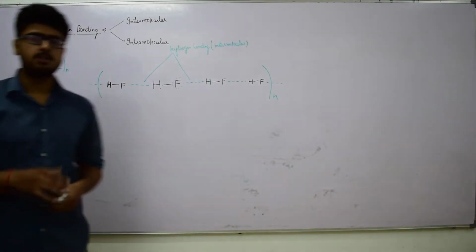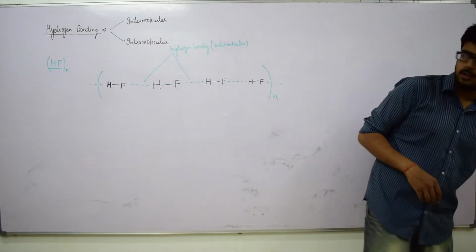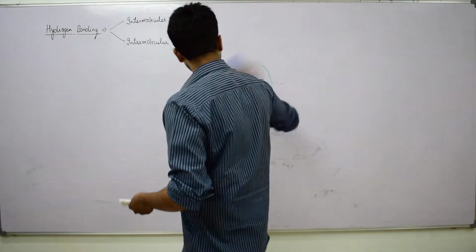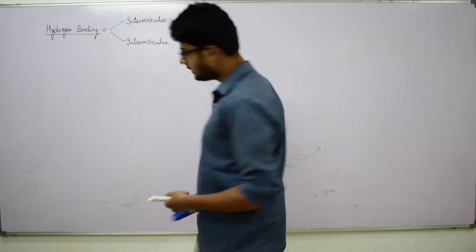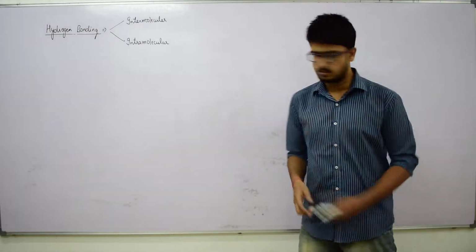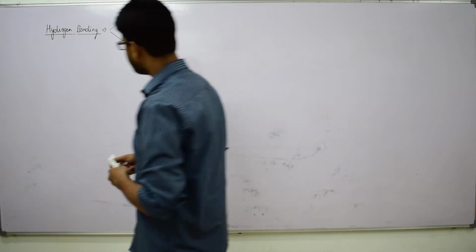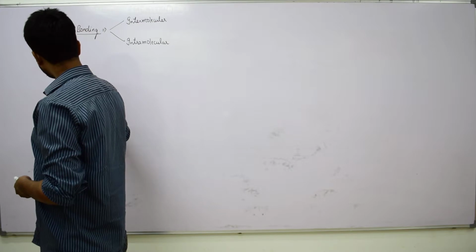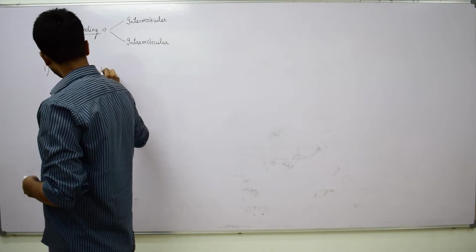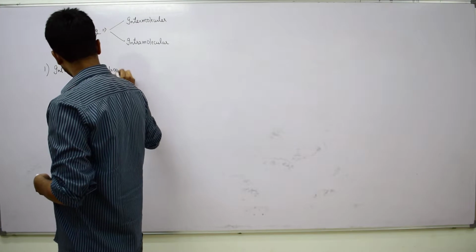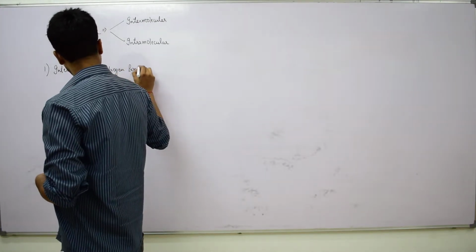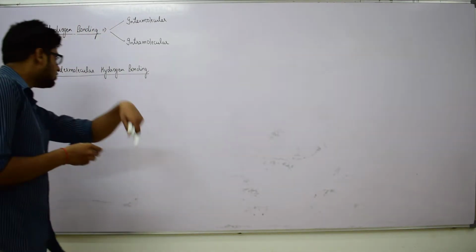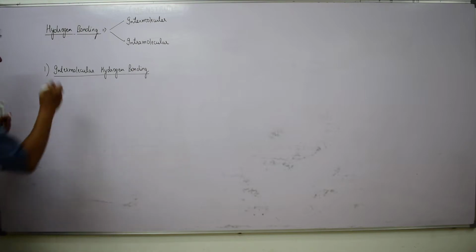Now let us discuss the different examples of intermolecular and intramolecular hydrogen bonding. So this was the example of intermolecular hydrogen bonding. Now let us discuss the two types of hydrogen bonding. The first one is intermolecular hydrogen bonding. So what is intermolecular hydrogen bonding?